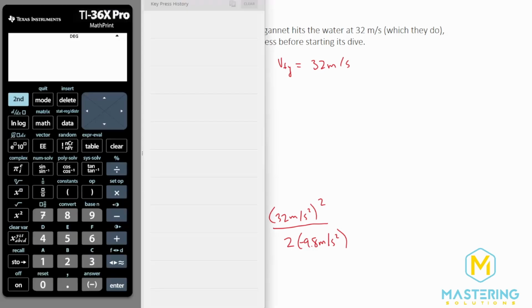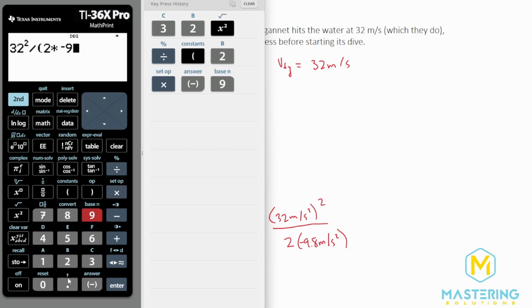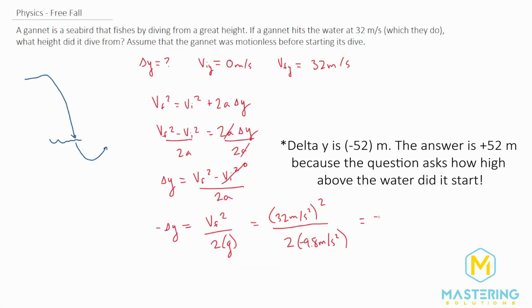So now when we go to our calculator, we have 32 squared divided by 2 times a negative 9.8, which will give us a negative 52 meters. So negative 52 meters is how high the bird was when it first started to dive down into the ocean to fish.